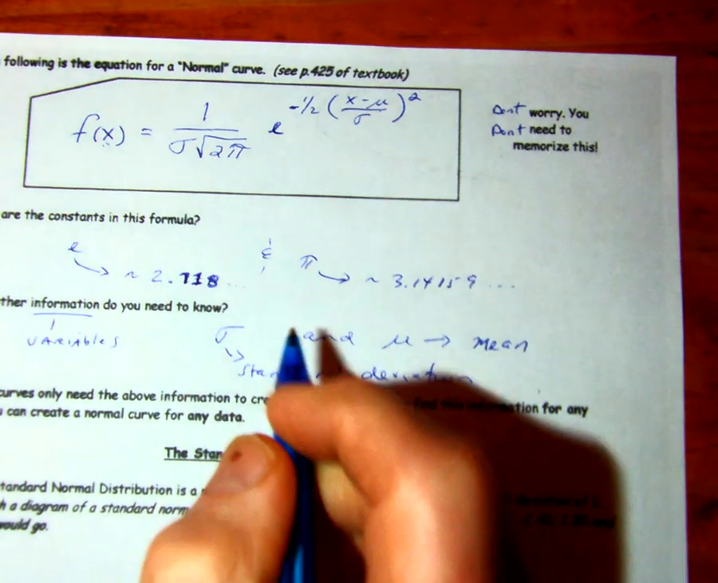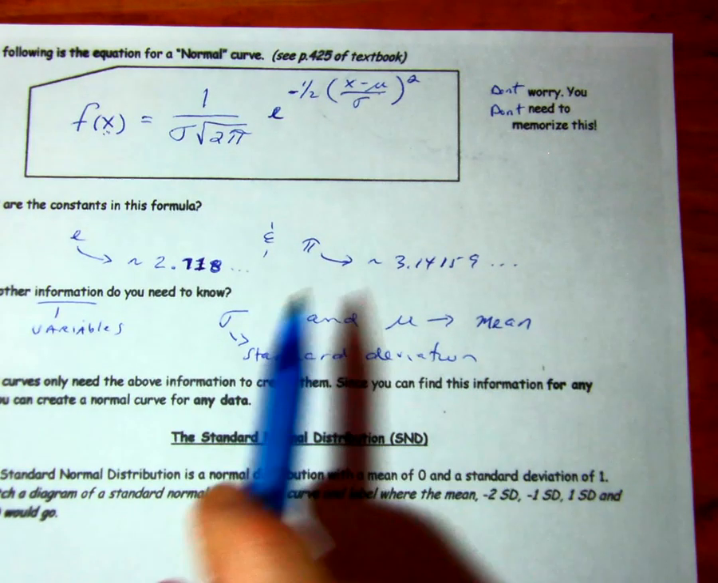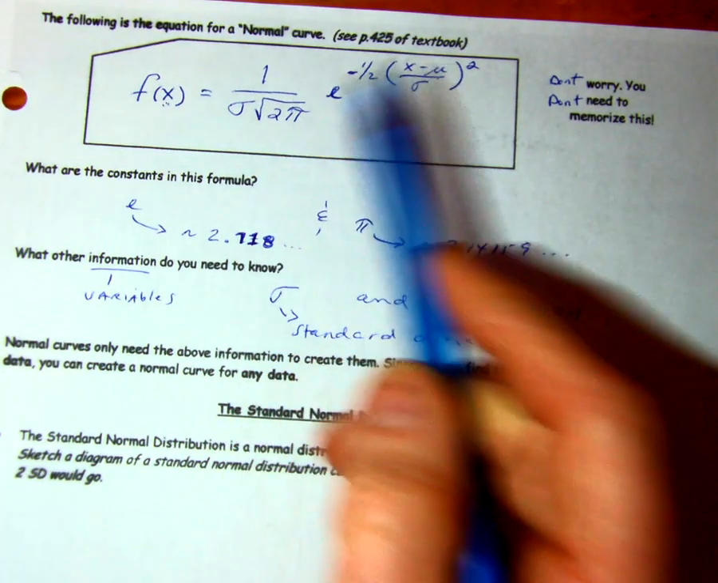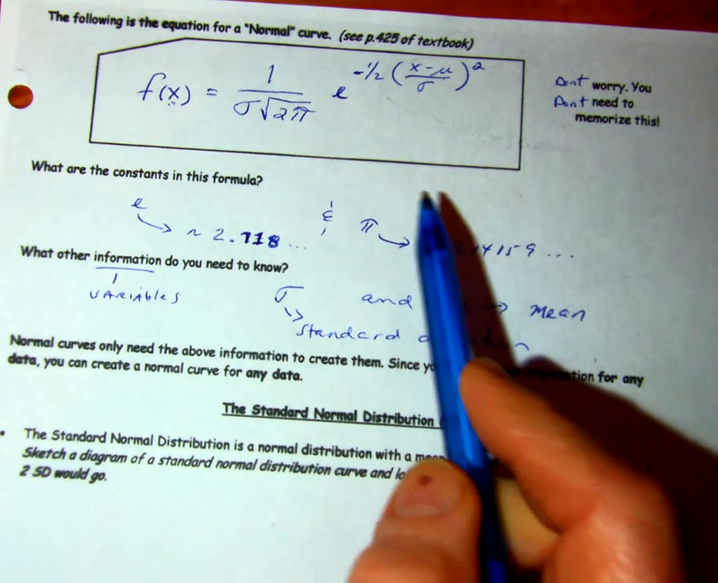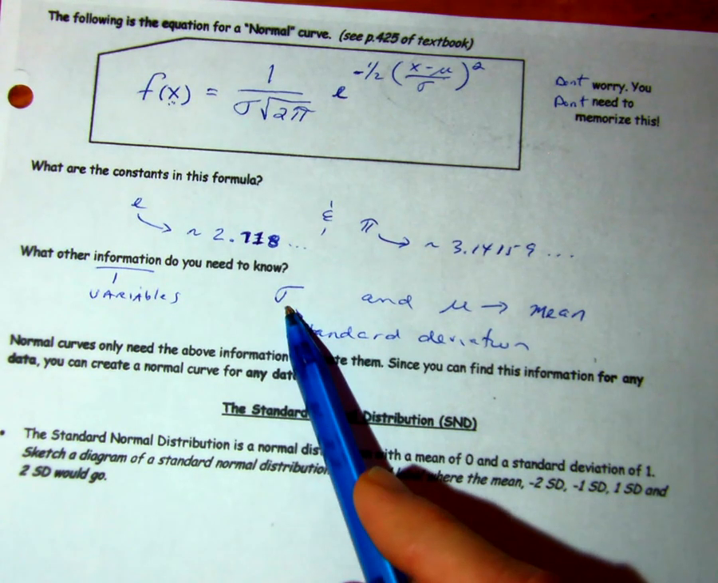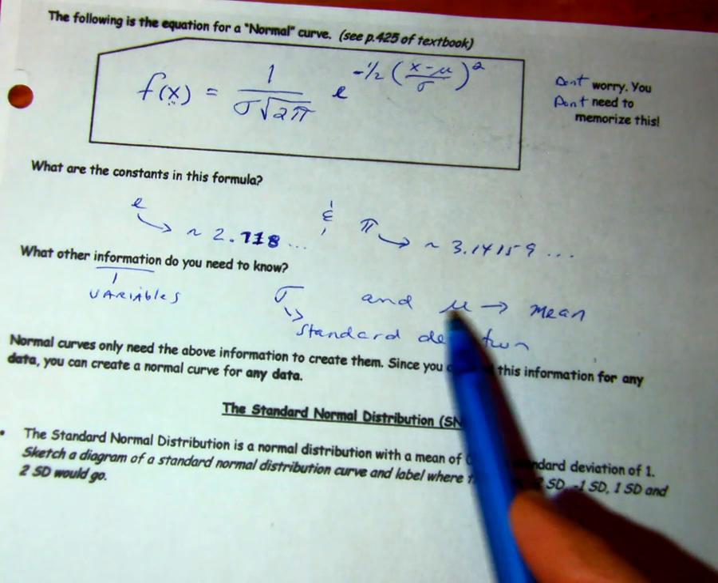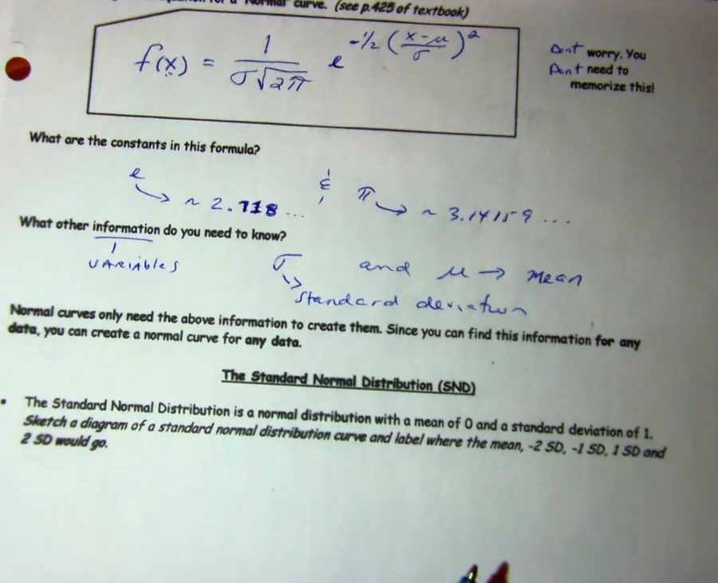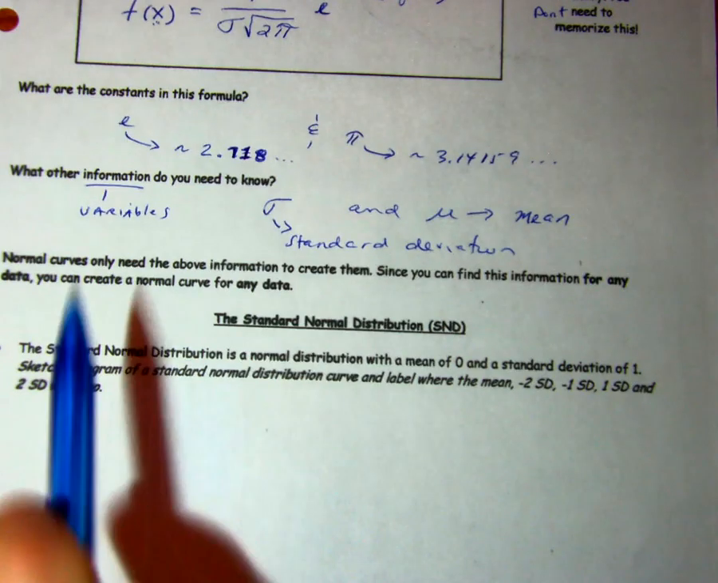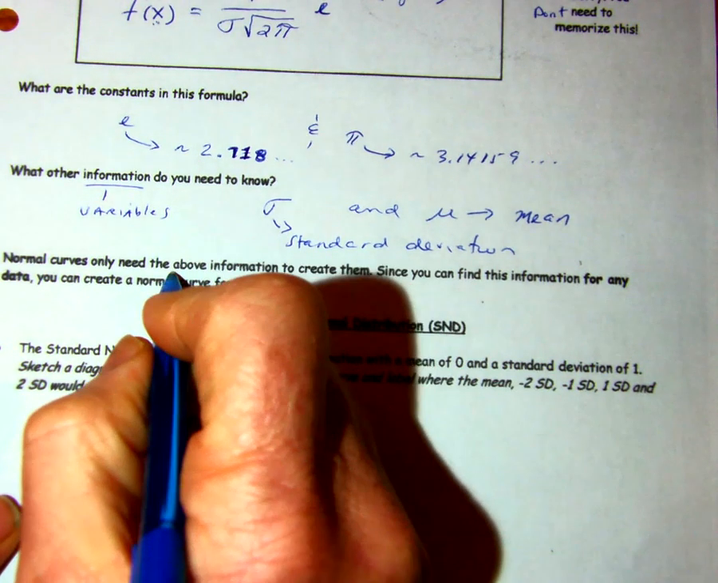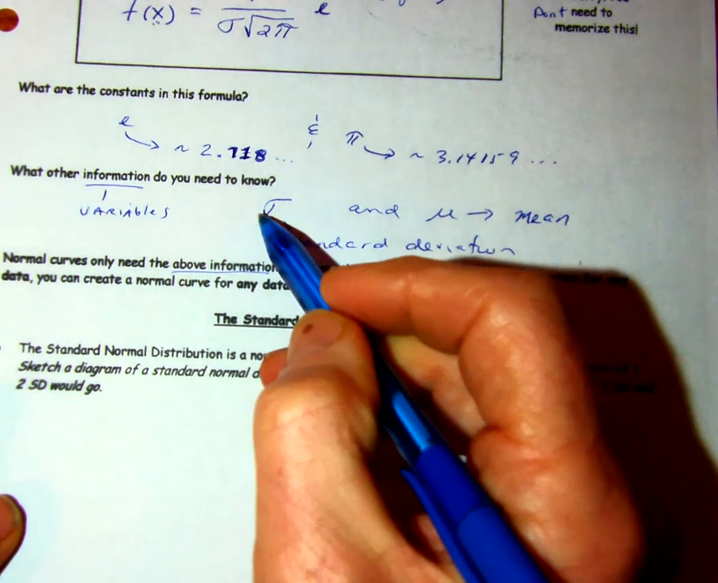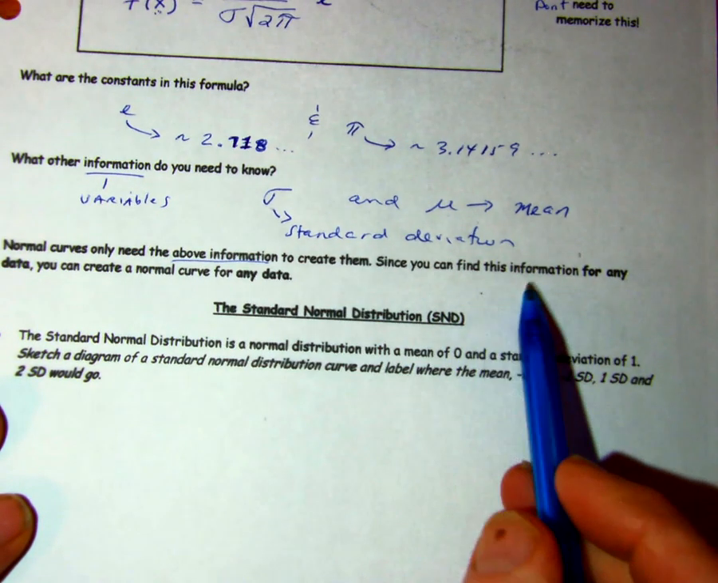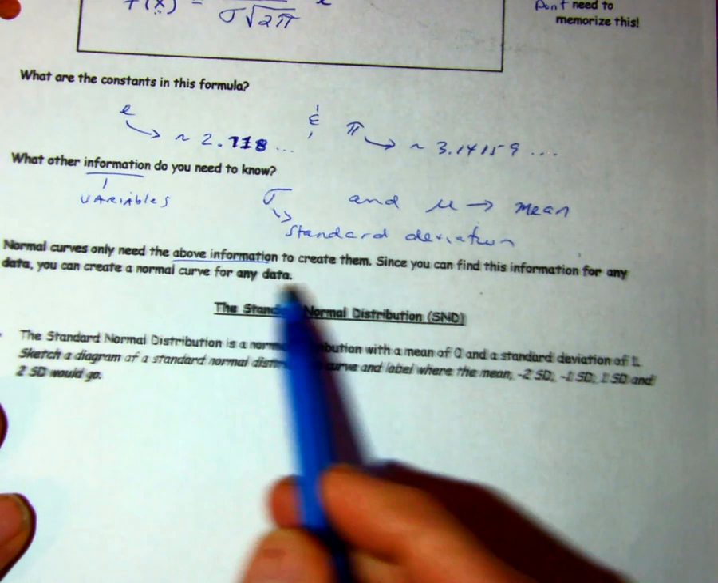So if you have some data, you can generate this function because pi and e are just constants. The only thing that's not a constant when you're generating this is the standard deviation and the mean. Those are the only two things you need to generate this thing. Okay. So normal curves only need the above information, sigma and mu, standard deviation and mean, to create them. Since you can find this information for any data, you can create a normal curve for any data.